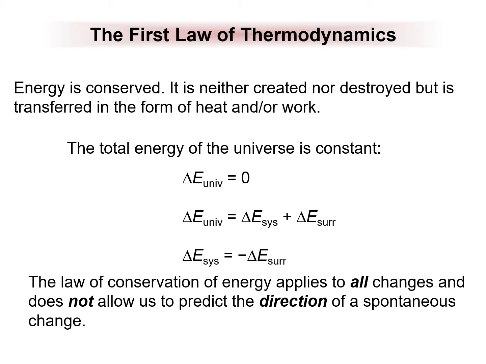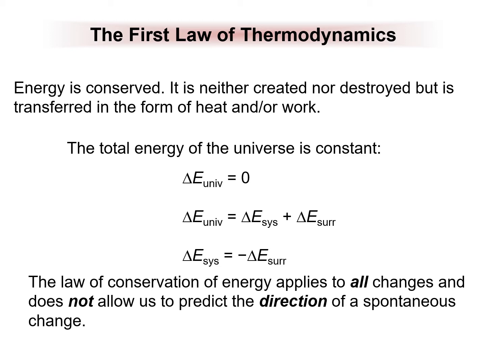If you remember this symbol right here, delta, the small triangle, that is the difference in energy. So delta stands for difference. The energy difference of the universe is always zero. Why? Because we cannot create energy, we cannot destroy energy, so essentially there's no change in the energy. The total energy of the universe stays constant, so the change in energy is going to be zero.